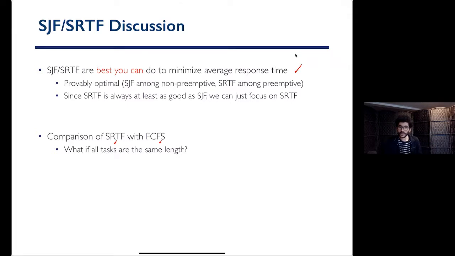Now, there are theorems that state this in a stochastic system as well. So if you have a stochastic system where tasks arrive stochastically with some distribution, but all of your tasks have the same length distribution, so it's identical and independent across tasks, then again, FCFS gives you the best average response time in that case as well.